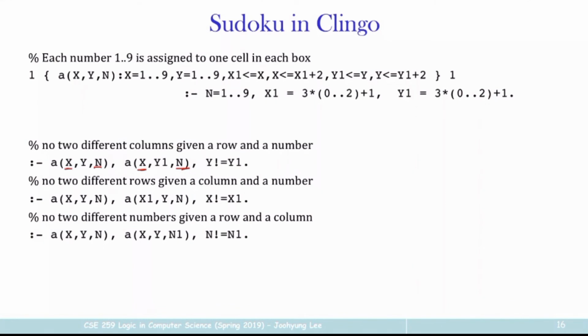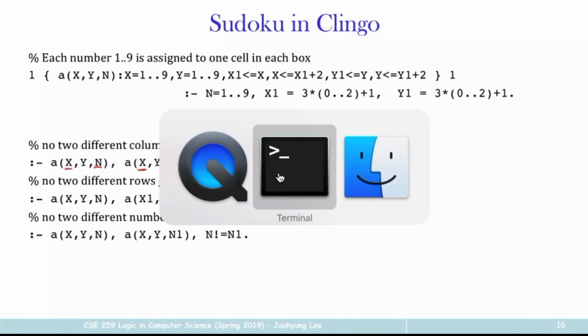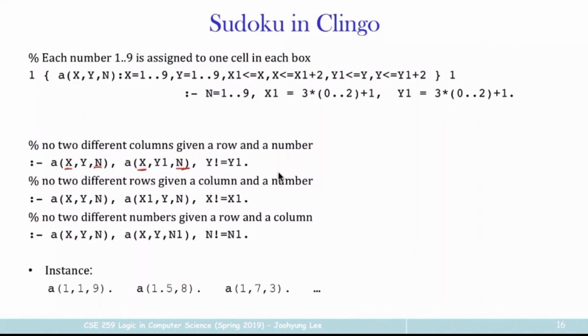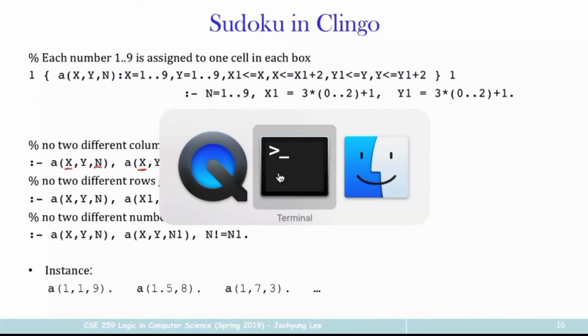Let's actually see how we solve the Sudoku problem. I think this was actually the last thing that I didn't mention. These are the general rules, but we have to actually talk about the instances. We are given some instance: at the 1, 1 position we have number 9, at the 1, 5 position we have number 8, and at the 1, 7 position we have number 3. These are the instances. It is dependent on the particular instance that you see.